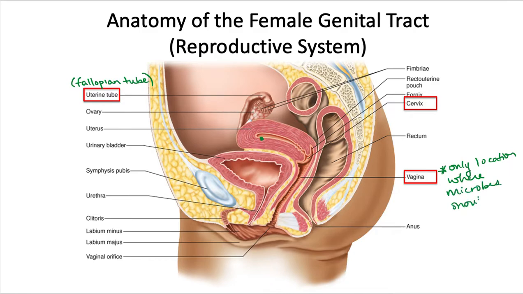And microbes like to attach to surfaces, and so the cervix is a common site for infection. There can be vaginal infections, and there can be infections that reach the uterus and the uterine tubes. Those would be much more dangerous than an infection of the vagina.